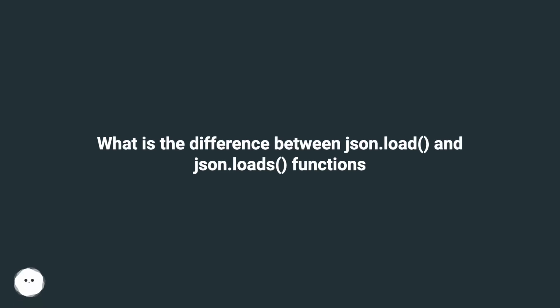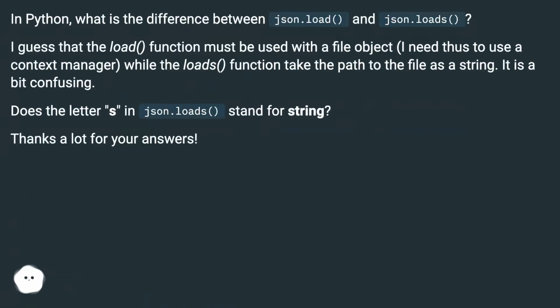What is the difference between json.load and json.loads functions in Python? I guess that the load function must be used with a file object, so I need to use a context manager, while the loads function takes the path to the file as a string. It is a bit confusing.